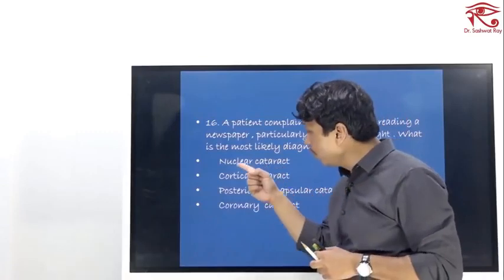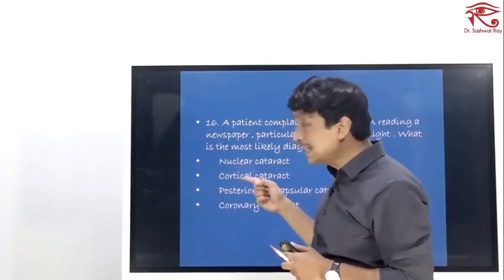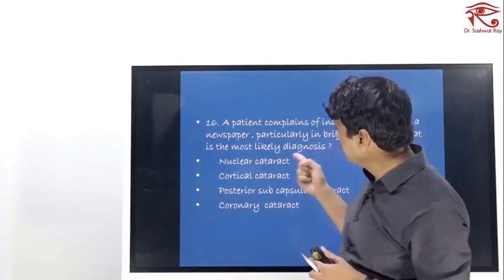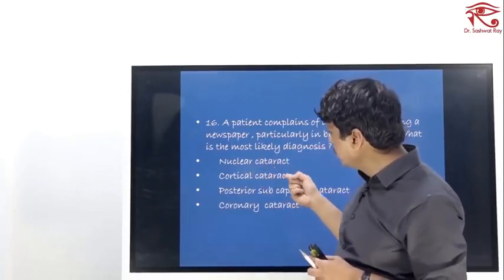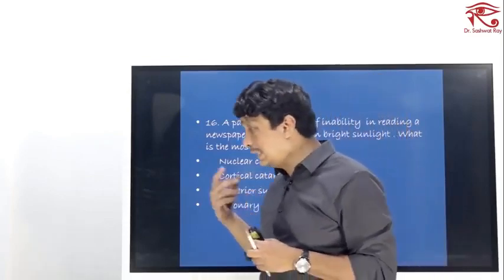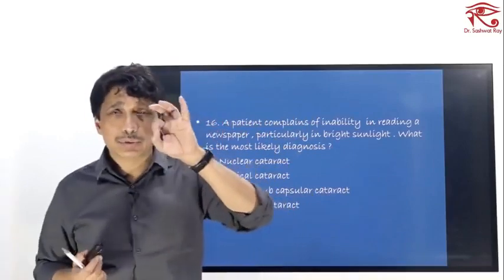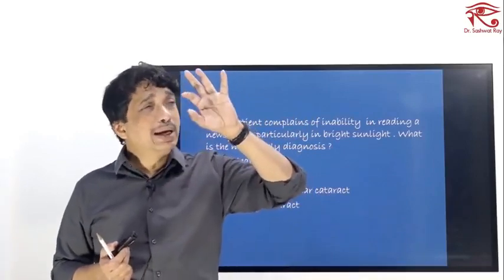Cortical cataracts have more problems in the night time, not in bright sunlight, which is not mentioned here. Why is that? Because at night pupils dilate, do they not? And as the pupil dilates, what happens?